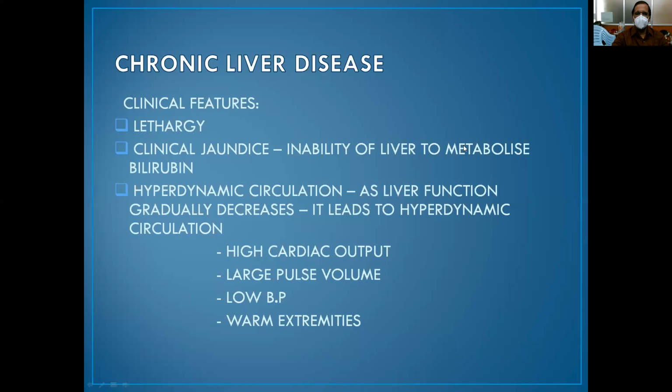There is inability of the liver to metabolize bilirubin, and there will be hyperdynamic circulation, because the liver is damaged. As the liver function gradually decreases, it leads to hyperdynamic circulation. So what is the clinical evidence of hyperdynamic circulation? Number one is high cardiac output and a large pulse volume, and there is low BP, and the extremities are warm.